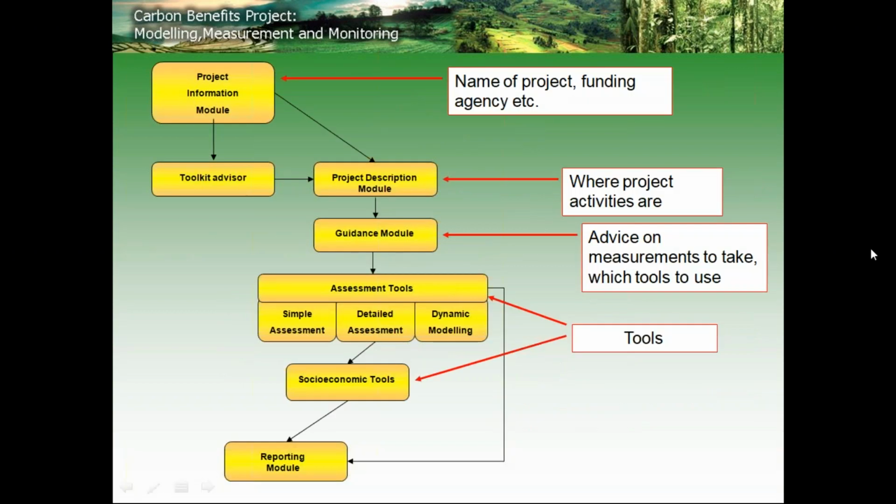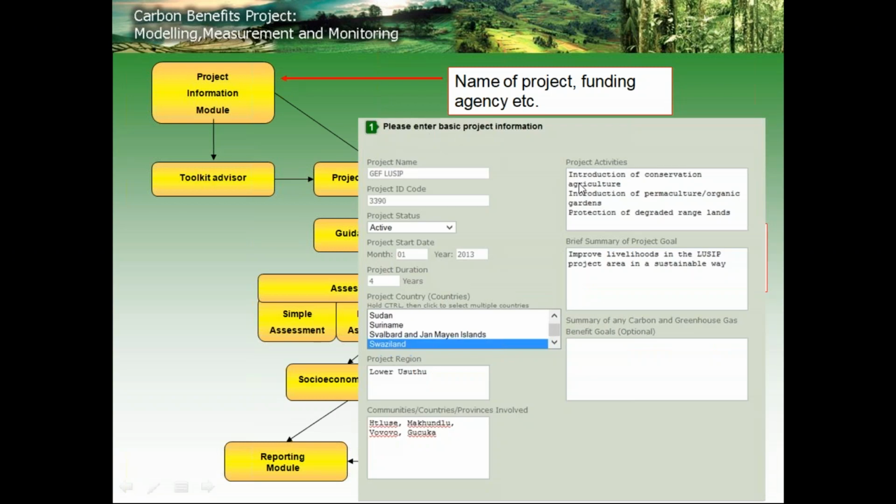Okay, so this is just a sort of workflow of all the process you need to go through while you're using the CBP tools. Firstly, you go to what we call a project information module. You put in some very basic information about the name of your project, project ID code, when it started, how long it lasts. Quite importantly, you choose the country that you're working in. And this is because this then puts you in the right place on the map when you go to the next stage. Project regions, communities you're working with, what your project activities are, project goals, etc.